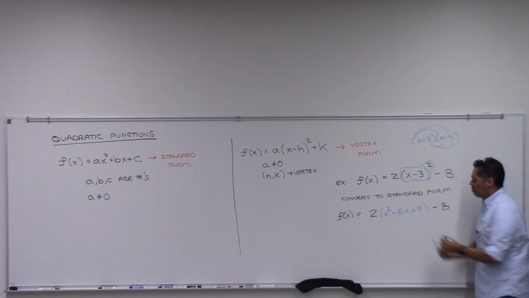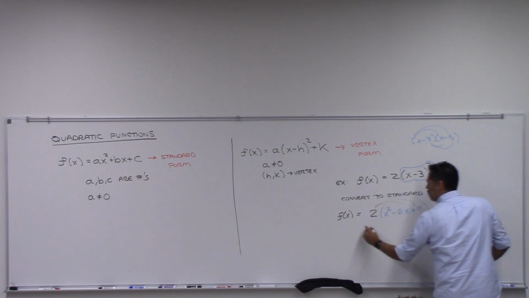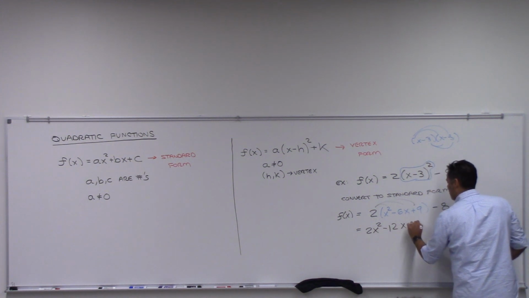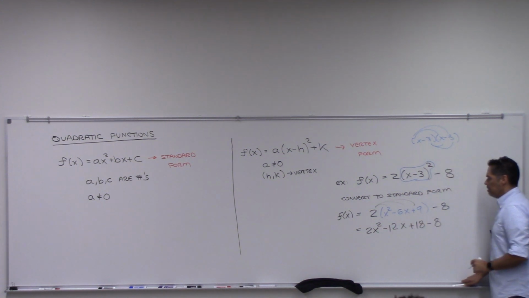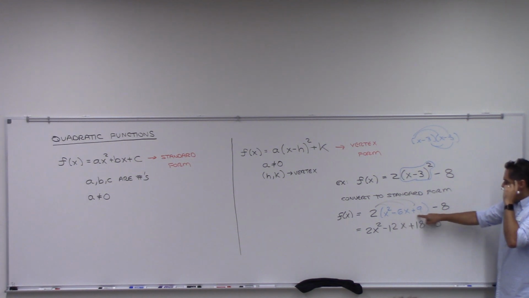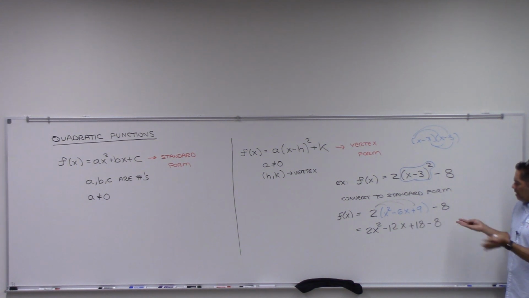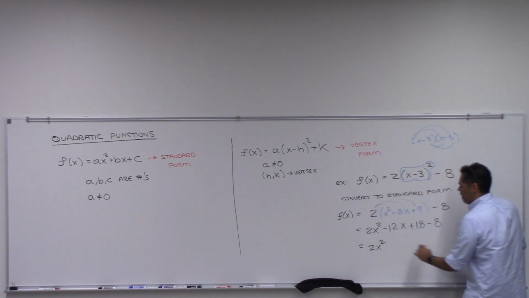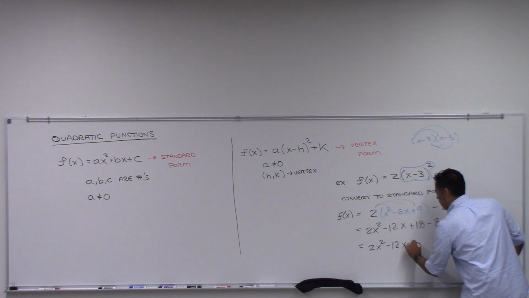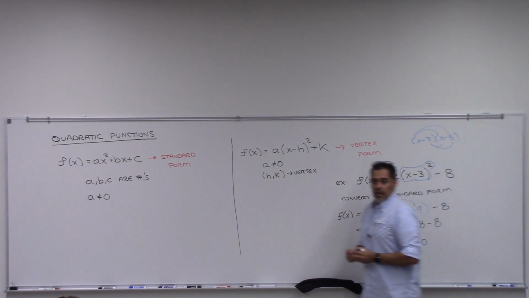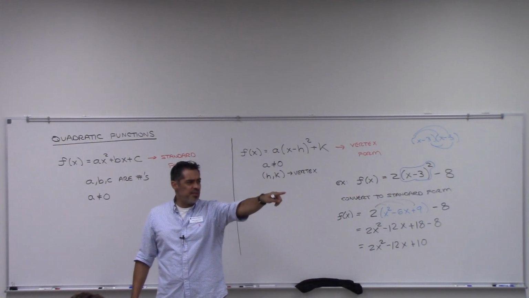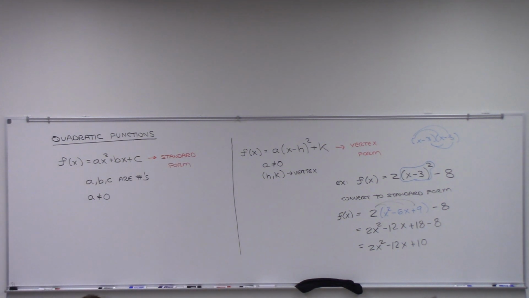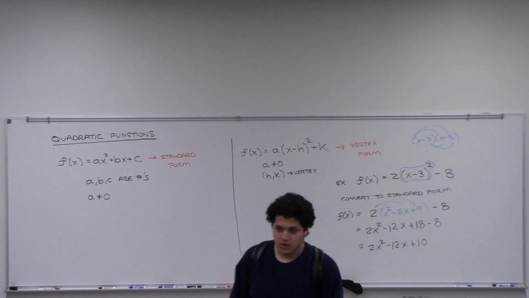And then distribute the 2 through. 2x squared minus 12x plus 18 minus 8. Distributing 2 through the blue here, still have the minus 8, and then collect like terms together. You have 2x squared minus 12x plus 10, right? I don't know if you can see on the Desmos over there, do you see the 2x squared minus 12x plus 10 on the left side here?